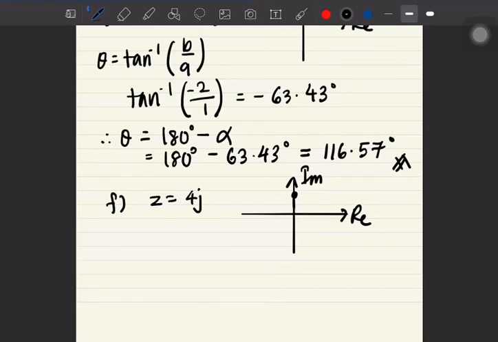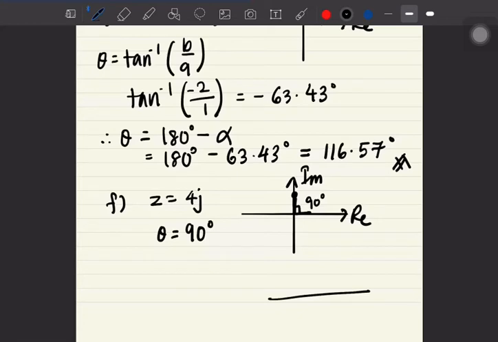So what is your theta? You already get your theta is equal to 90 degrees. When it lies on the axis, you don't have to calculate, because you already know the value of theta.